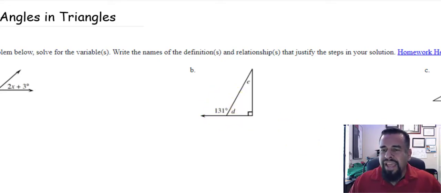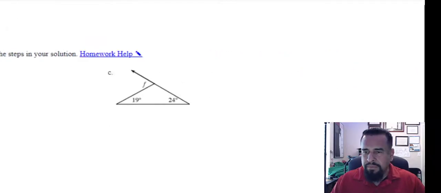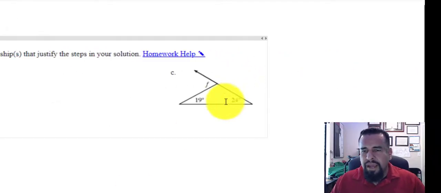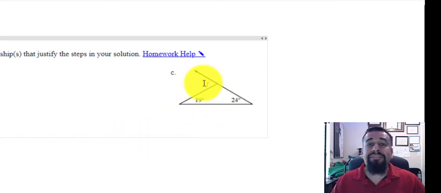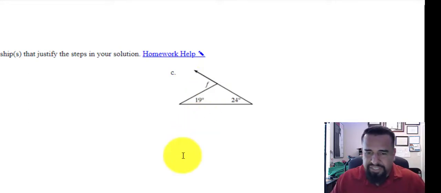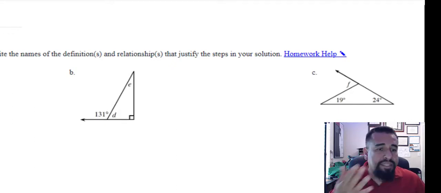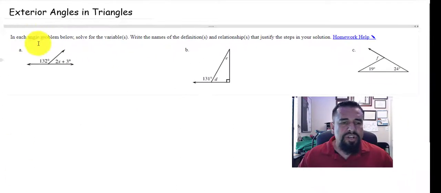All right. And this last one here, what do we know about this one? Well, there we go. This one is basically the same as B. It looks like they didn't give us the exterior angle, but they give us the two remote interior angles, right? All right. So it looks like that's all the background knowledge that you need to be able to solve these problems right here. So let's get started with the first one, and we'll start with letter A.